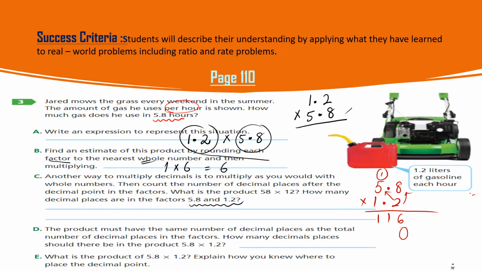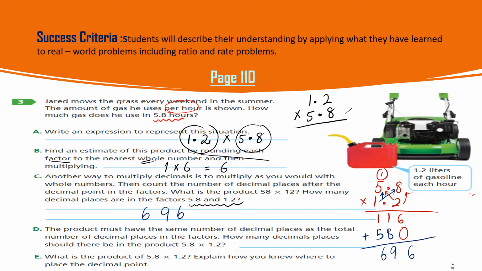Now multiply with the 1. 1 times 8 is 8 and 1 times 5 is 5. Then we add the numbers. 6 plus 0 is 6. 8 plus 1 is 9 and 5 plus 1 is 6. So when you multiply, it will be 6, 9, 6.